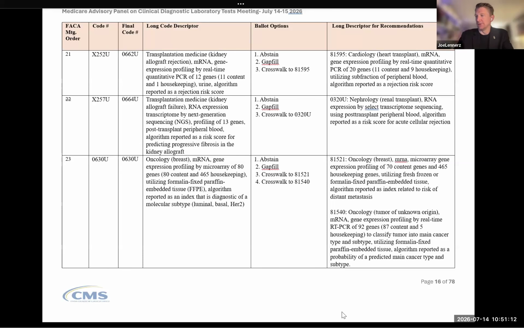Thank you. Just like Dr. Chandra presented, this is a transplantation code. The number of genes and by effort is also matching the prior rationale, and the recommendation by the subcommittee and myself is to crosswalk to 81595. Thank you. Do we have any questions, comments from the panel or CMS? No? All right. Thank you, everyone. Please cast your votes.